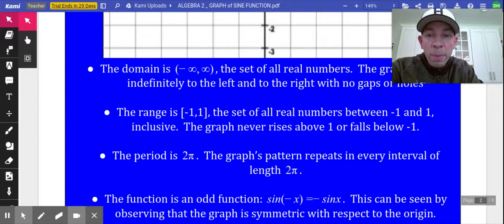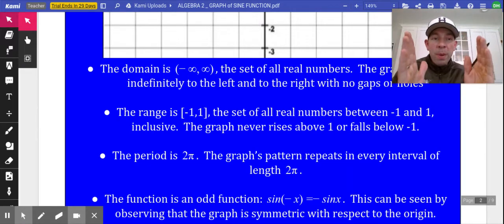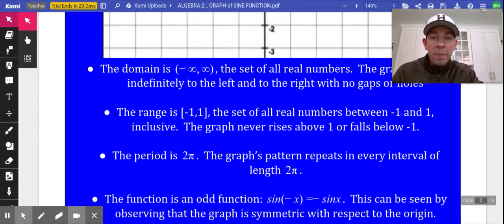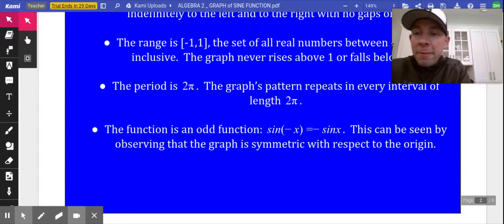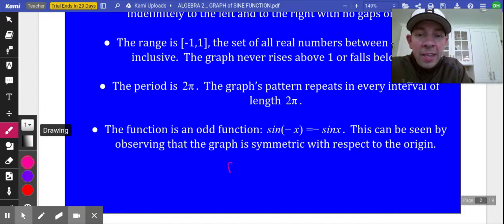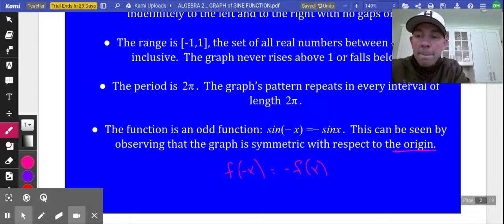The period is 2 pi, and that basically says when we start at 0, by the time I get to 2 pi, I have finished one cycle. And then it's going to repeat that pattern every interval of 2 pi. And then also the function is considered to be an odd function. By definition here, odd functions say that f of -x equals negative f of x, and that's what we have here. And you could see this by the fact that the graph is symmetric with respect to the origin.